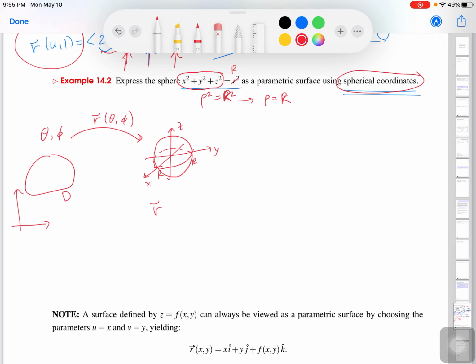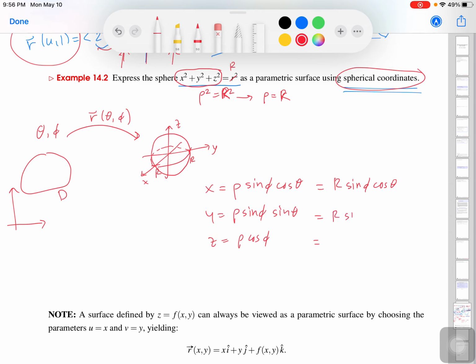So what do I do? Well, the x I have to relate to rho, theta, and phi in spherical coordinates. You may remember the conversion here. So I have x equals rho sine phi times cosine theta. Y equals rho sine phi times sine theta. And then z is rho cosine of phi. So because we're parametrizing a sphere and rho is constant, I'm calling it here capital R, then I'm just going to put this in here. And then I get effectively my parametrization.